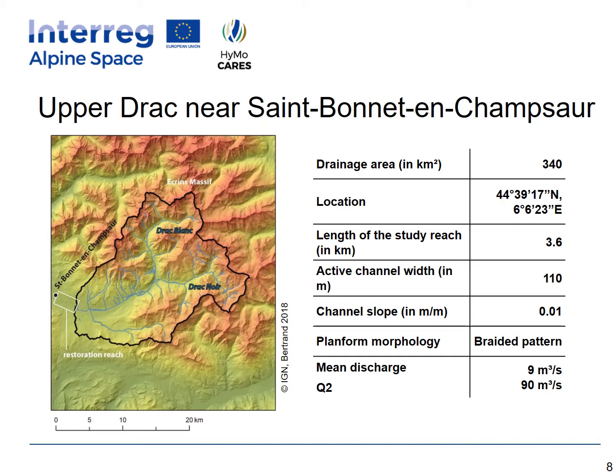The study reach is 3.7 km in length, located at an elevation of 1,000 meters above sea level, and it drains a 340 square kilometer upland catchment with a maximum elevation of 3,441 meters, Le Sirac, in the Écrins Massif. This reach presents a mean active channel width of 110 meters and a mean channel slope of about 1%.